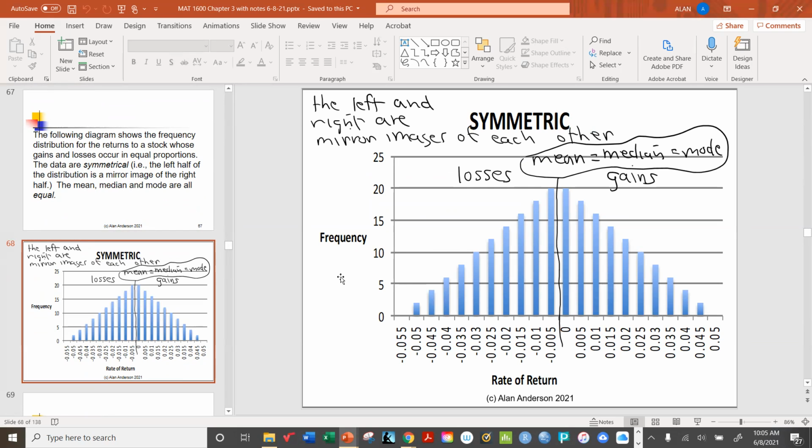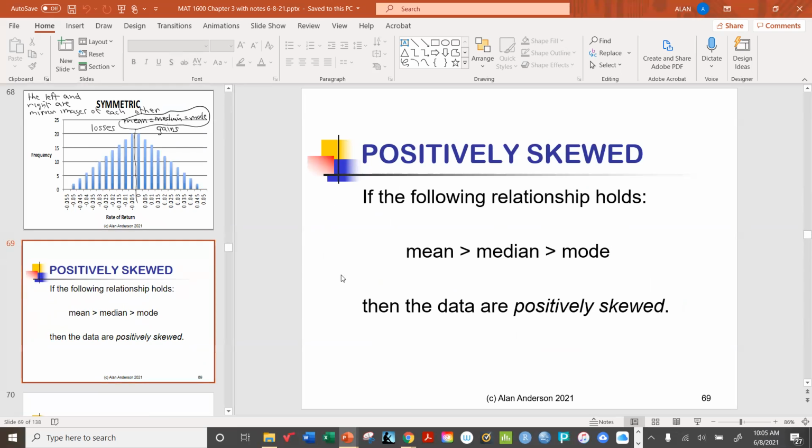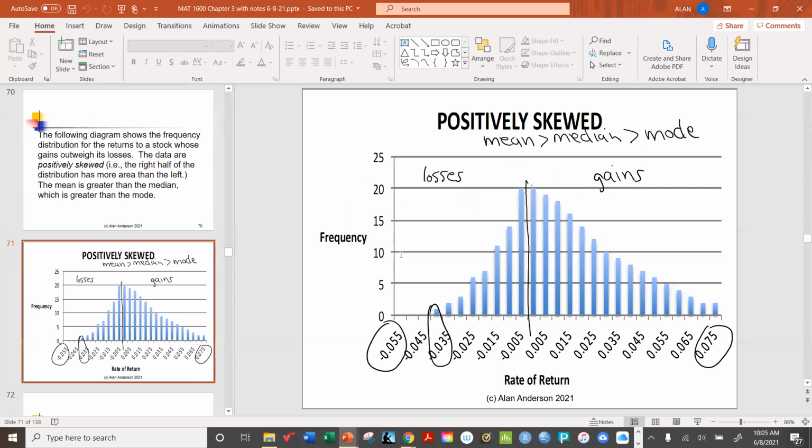And then the last case that we looked at was positively skewed data, where the mean is now the largest, which is in turn greater than the median, and then the mode. And when you look at this graph, this is the one that we all are hoping for when we buy stocks, because you can see the gains outweigh the losses. That's what we're hoping for with stocks.